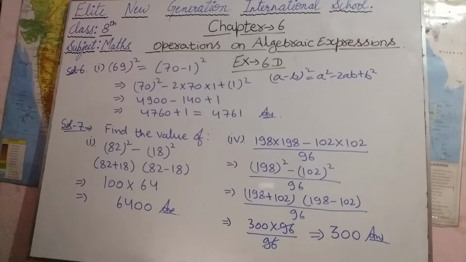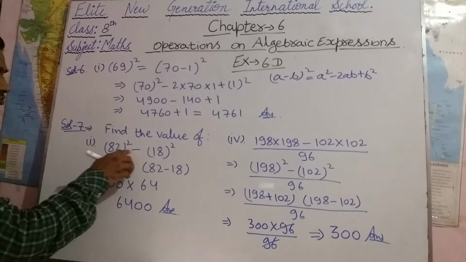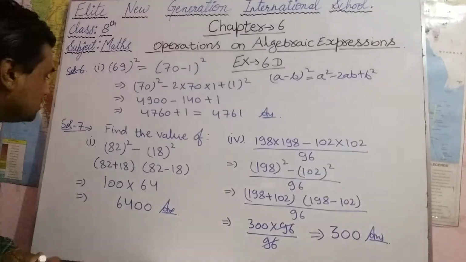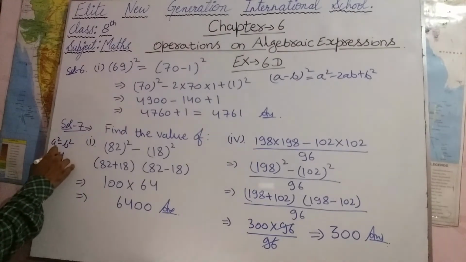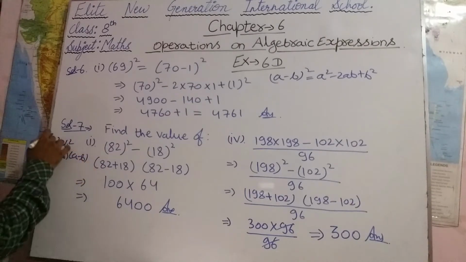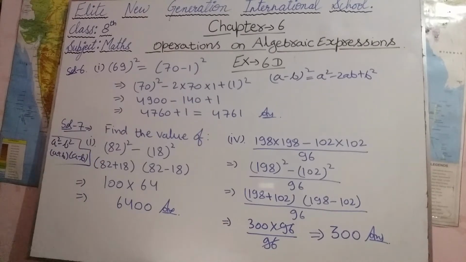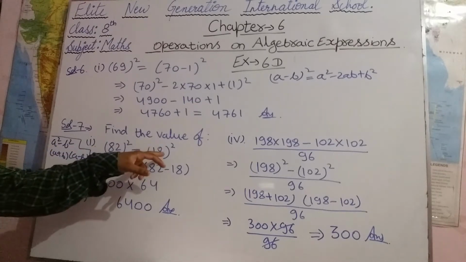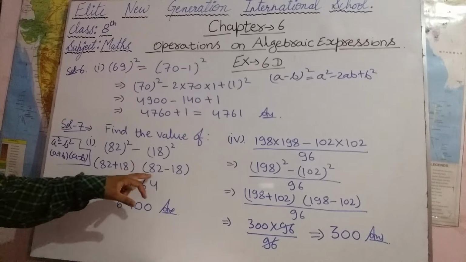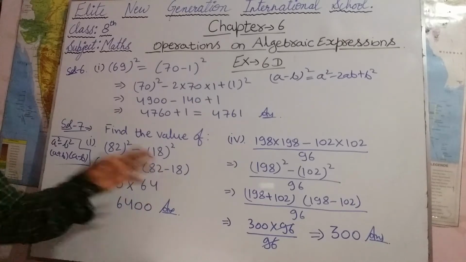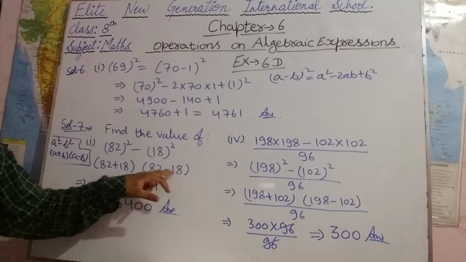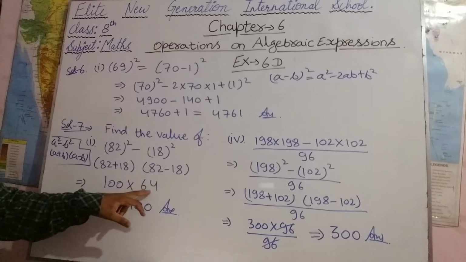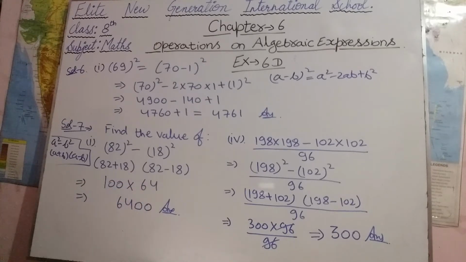Now see question number 7. In question number 7 we have to find the value. See the first part, 82 square minus 18 square. In this question you have to use the formula a square minus b square equals a plus b and a minus b. So by using this identity you can solve this. So 82 square minus 18 square will be 82 plus 18 and 82 minus 18. So 82 plus 18 will be 100, into 82 minus 18 will be 64. So 100 into 64 will be 6400.